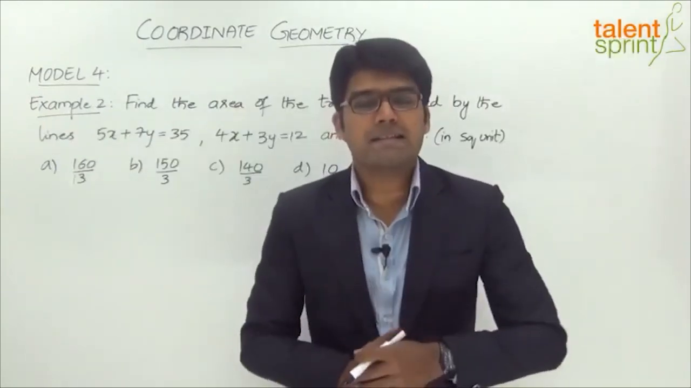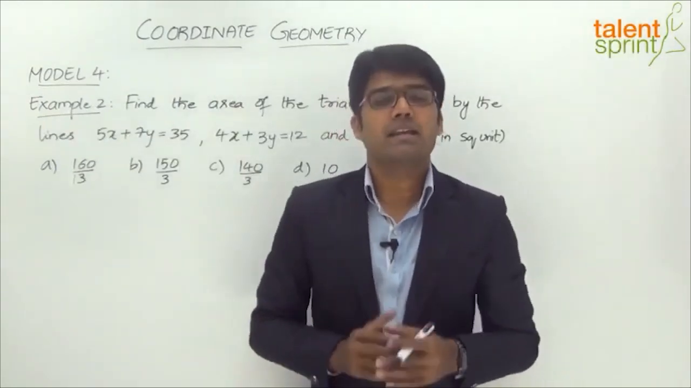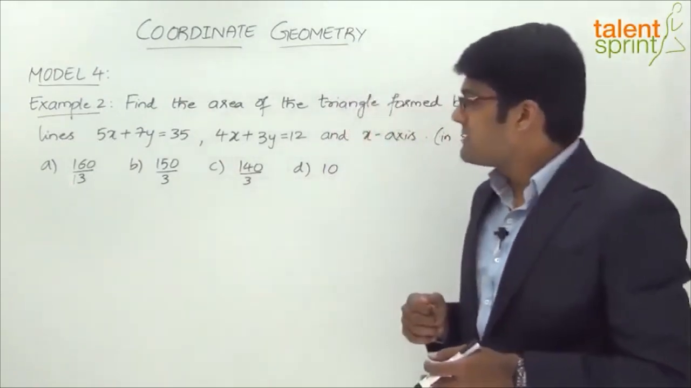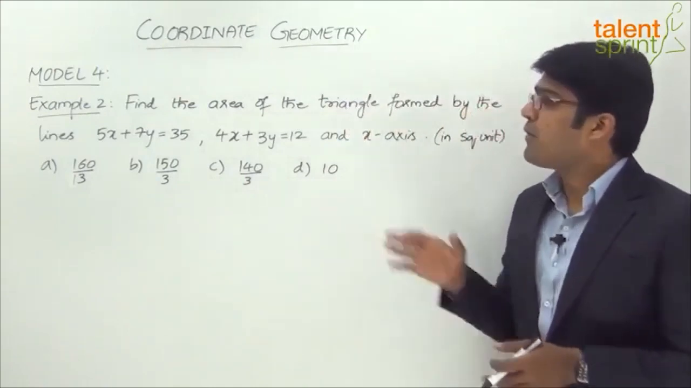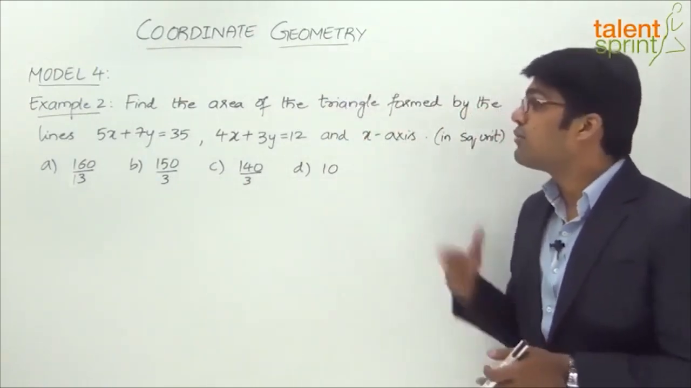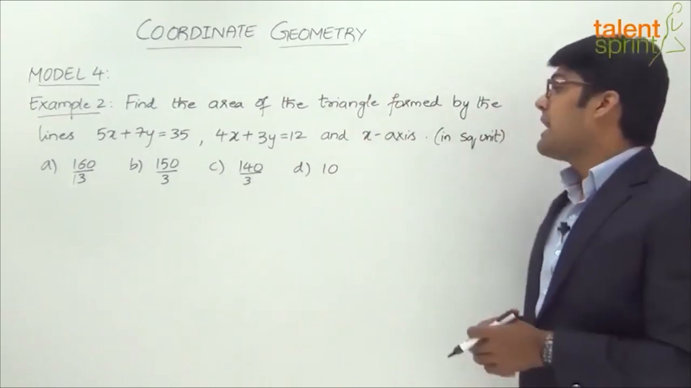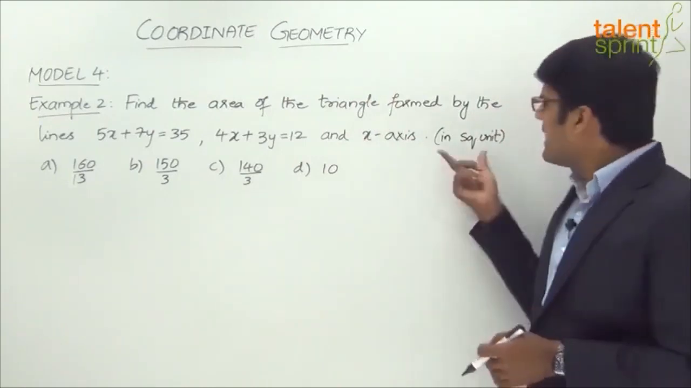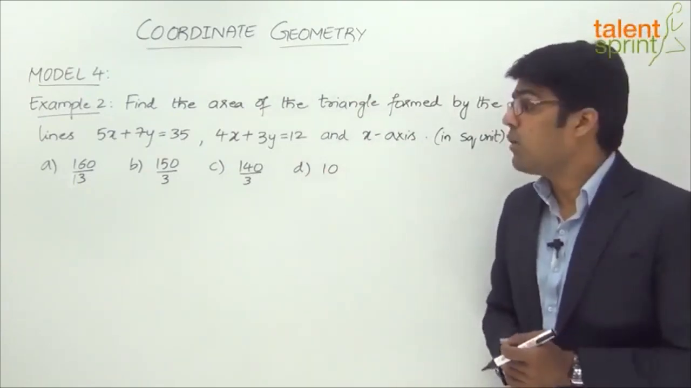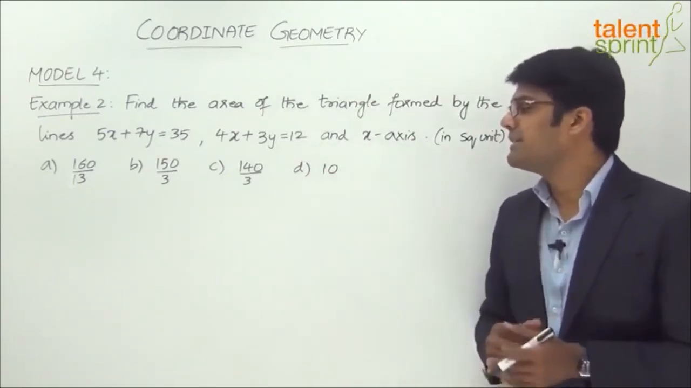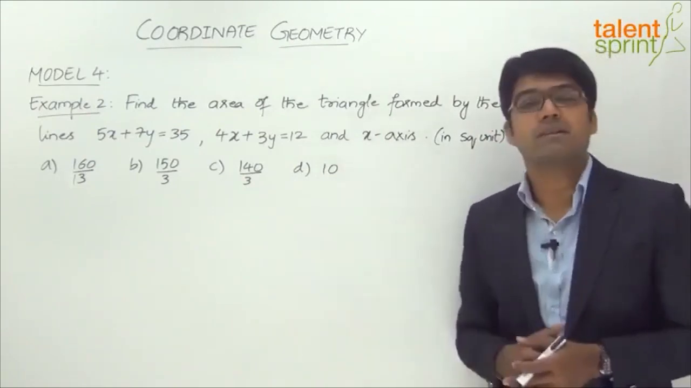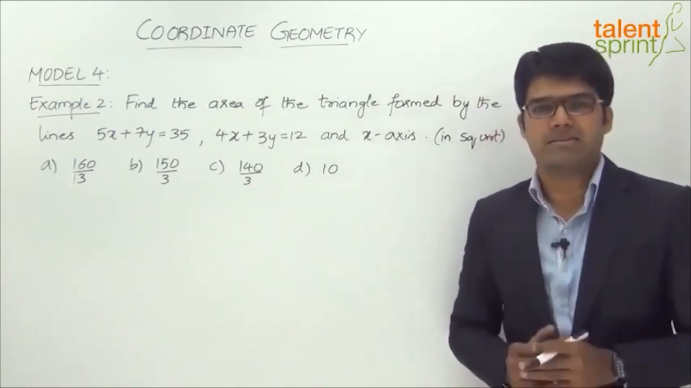Let us now take another example based on finding the area of the triangle when the three equations are given. The question says, find the area of the triangle formed by the lines 5x plus 7y equals 35, 4x plus 3y equals 12, and the x-axis. The area has to be calculated in square units. The options are 160 by 13, 150 by 3, 140 by 3, and 10. And let me also tell you that this is one of the earlier SSC CGL exam questions.